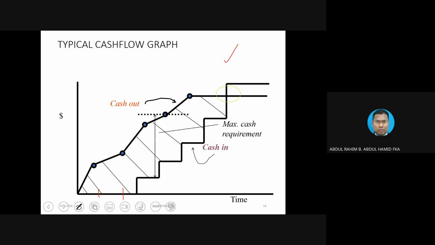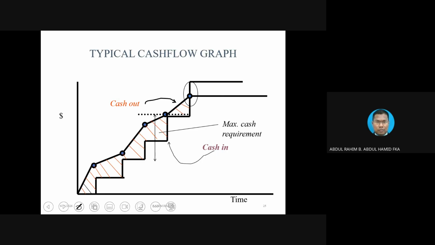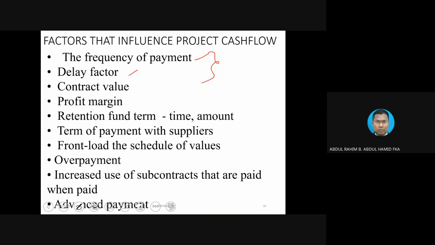And what happens to the subsequent payment? Okay, the subsequent payment will follow suit, but then you already see this enlargement of the difference between cash out and cash in. So who will be in trouble? The contractor themselves. Compared to this situation, this is much better. Even though we can notice the hatched area is still there, it is getting smaller because of this issue.